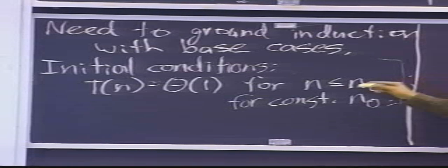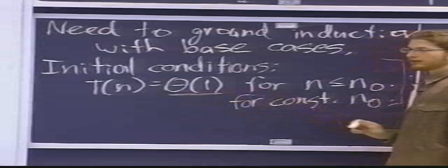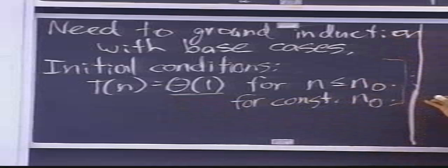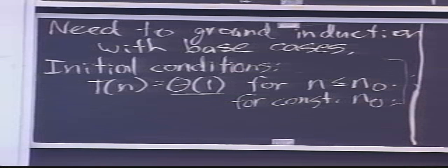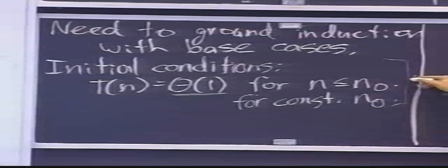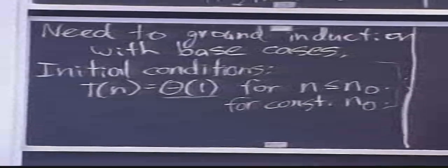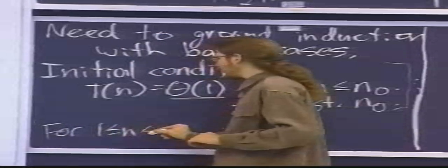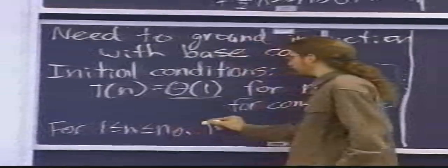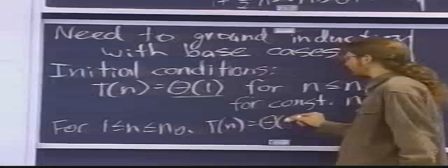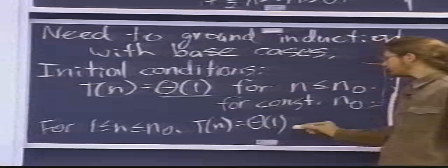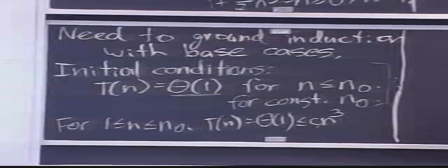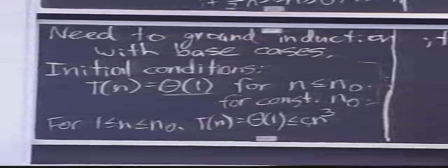I should mention again that this is a bit of an abusive notation because nothing's going to infinity. This isn't really asymptotics, but it's just convenient notation for saying this is constant. Those are our initial conditions. Now all we need is a base case. If n is at least 1 and at most this constant n0, then we know that T of n is a constant. And so, in particular, it should be at most c times n cubed, as long as we choose c large enough.